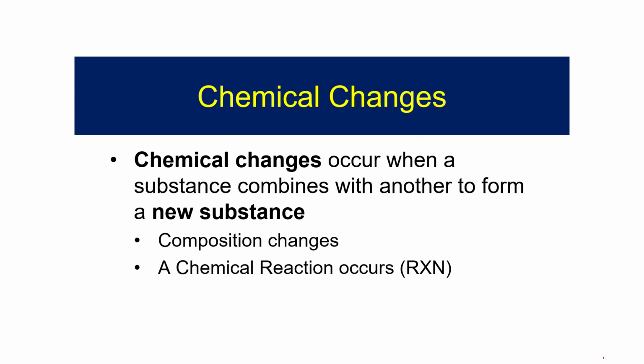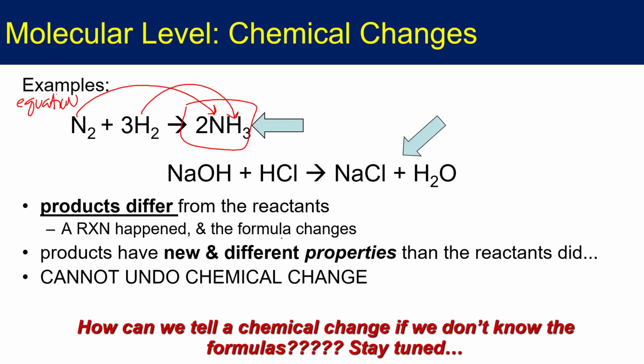Let's finish up this video and now talk about chemical changes. Chemical changes occur when a substance will combine with something else to form a new substance. And in order for that to happen, you guys need a chemical reaction, which is super important. Anytime you have a chemical reaction, you are changing the composition of what you had and turning it into something new.